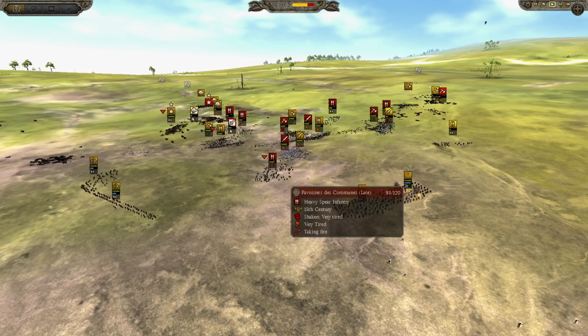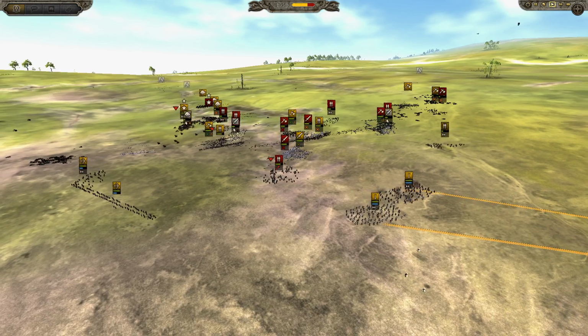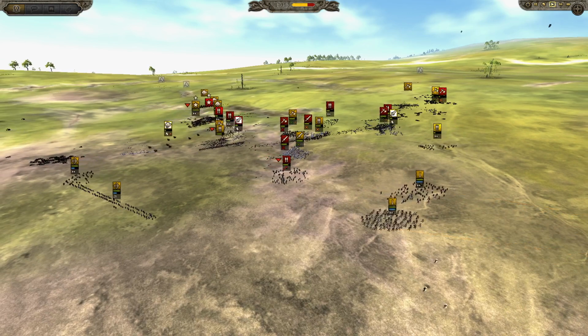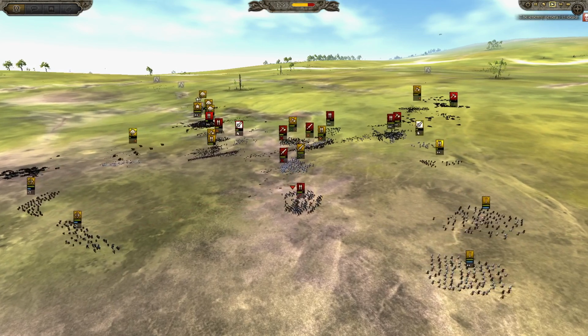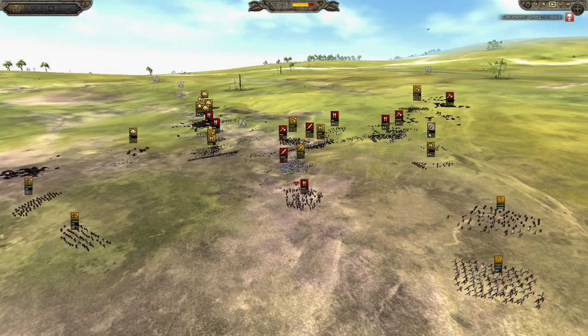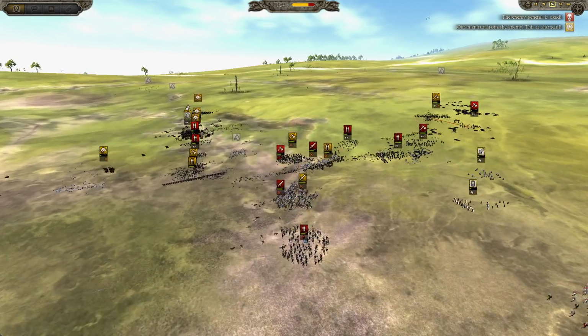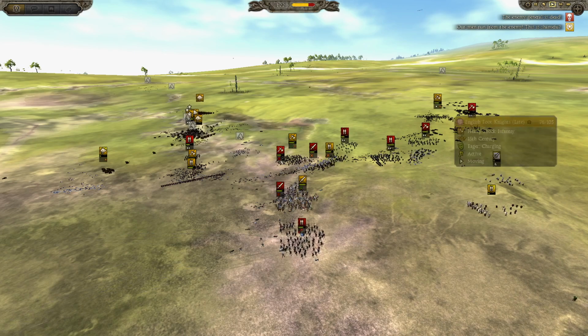They have this unit and these two units here that could probably run amok on these ranged units. So I start to move them out. I want to try and bring him in if I can to intercept. The enemy general is dead. Then you see we have a unit that disappeared here.